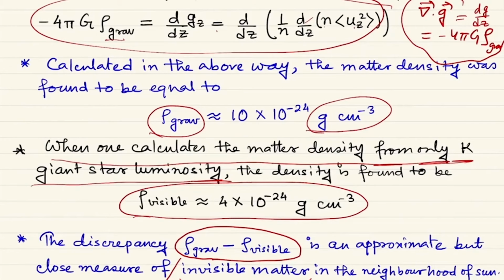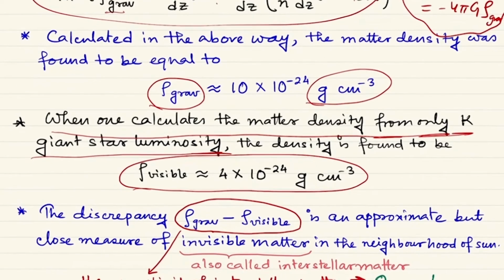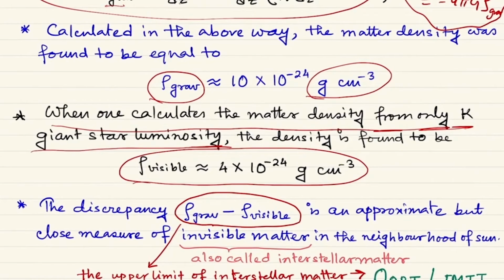And at this scale, by the time Wood did the experiment, the data were so precise that this discrepancy was something which sought proper physics to be explained. Okay, now you see this discrepancy, rho gravitational minus rho visible, basically is an approximate but very close measure of the invisible matter in the neighborhood of the Sun. And this invisible matter, in the common parlance of astrophysics, we call interstellar matter.